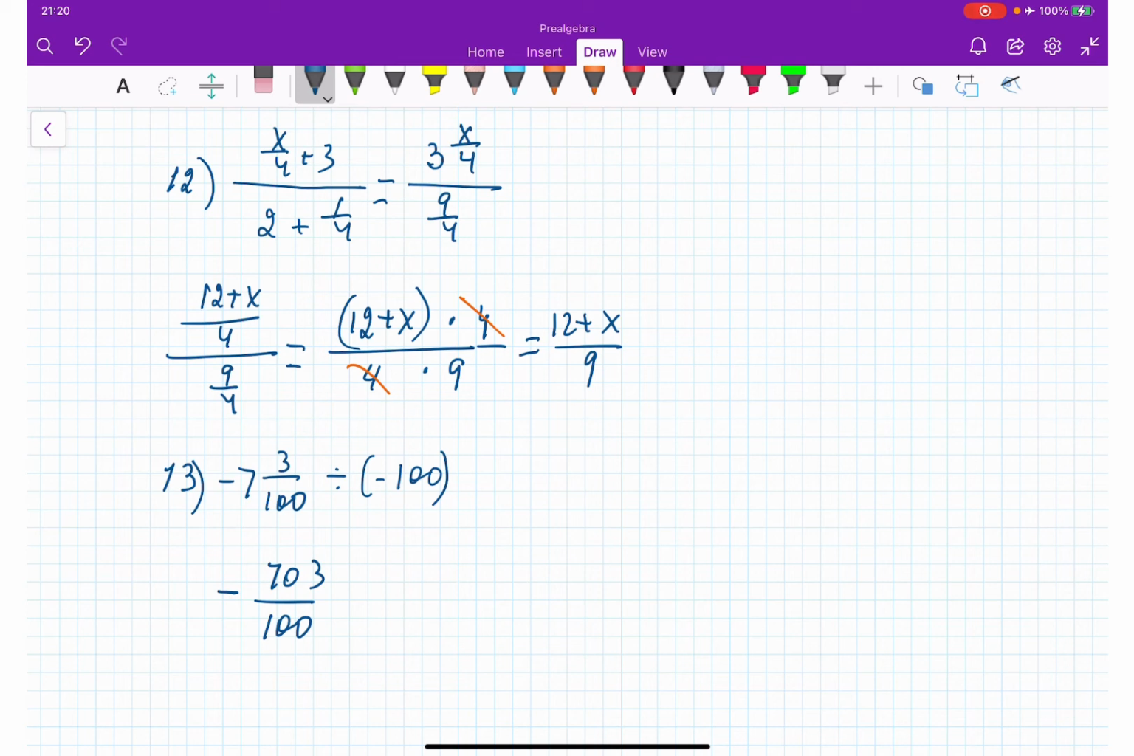We don't touch the denominator. And divide by 100, divide by negative 100, meaning multiply by negative 1 over 100, right? We flip, because 100 means 100 over 1. So when we multiply, we need to flip, 100 will become 1 over 100. Okay, the result is going to be positive because both numbers are negative. So 703 over 100 times 100. So it's going to be 1, 2, 3, 4 zeros. And that is going to be our answer.